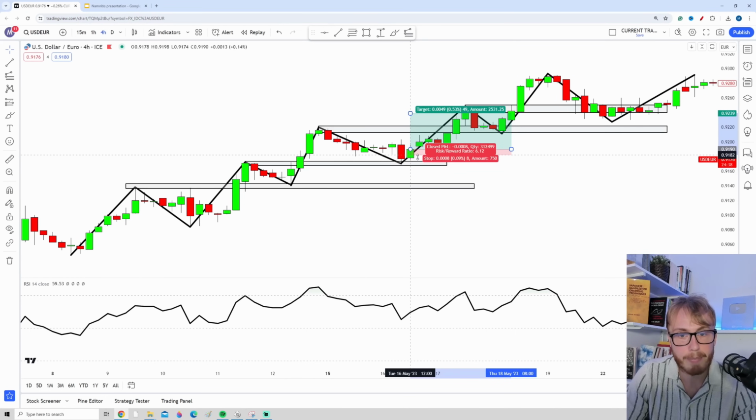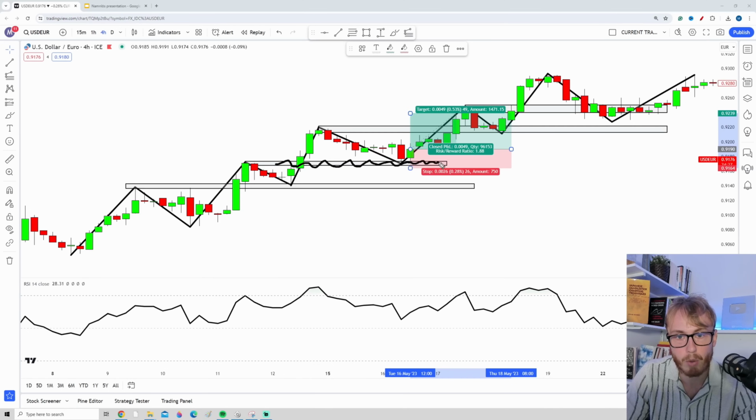And now the question is, where do we set our stop loss and where do we set our target? Well, one method is to set the stop loss here below this zone. So we set it below the support, and we also leave some wiggle room, so the price can go down and test the support once again without us getting stopped out.